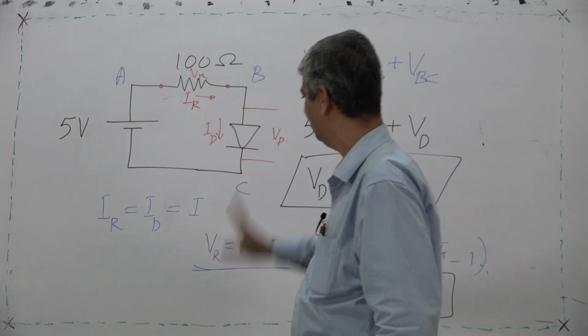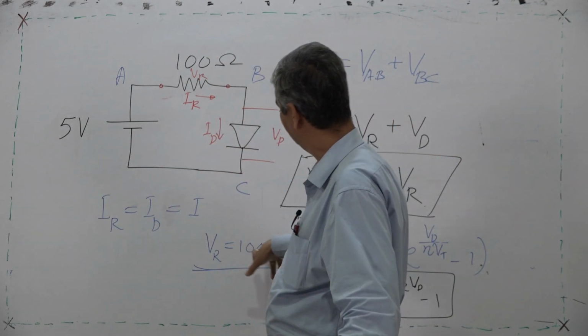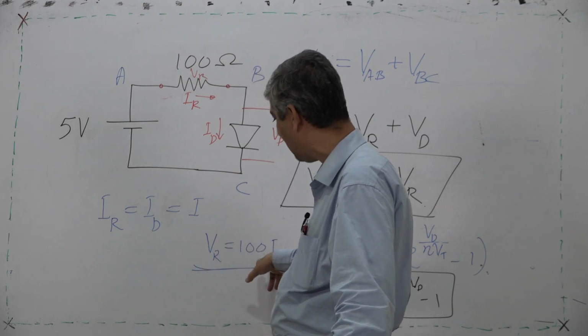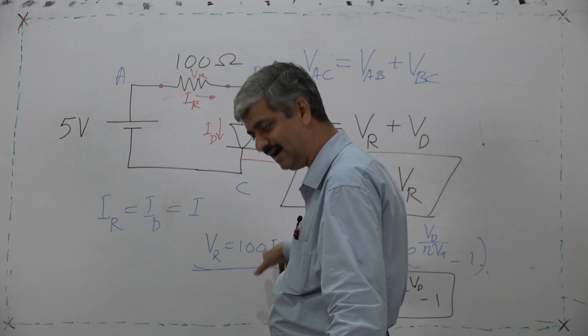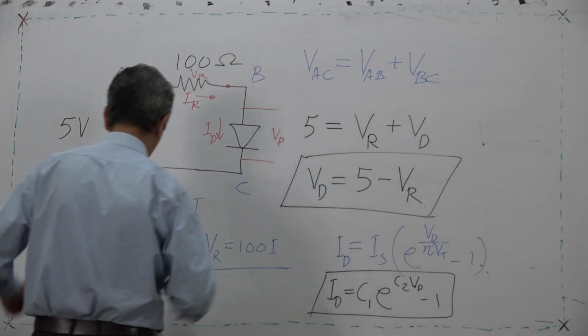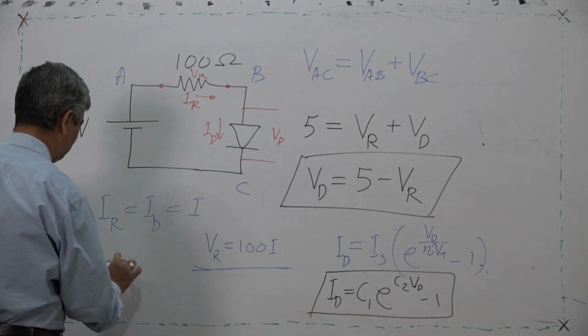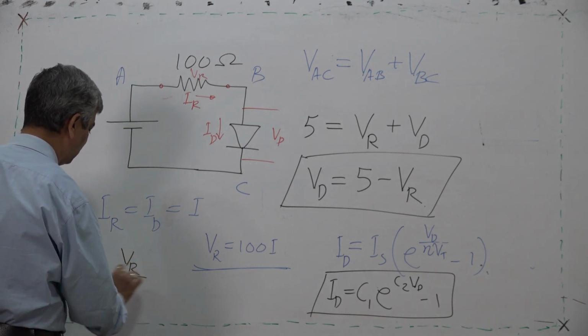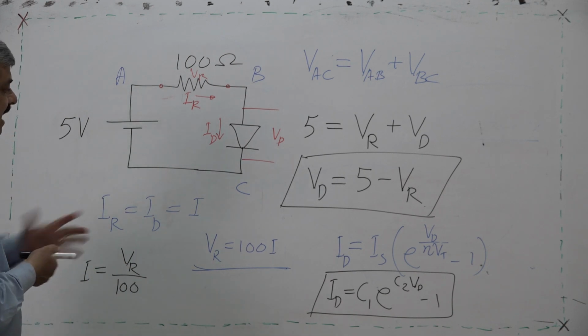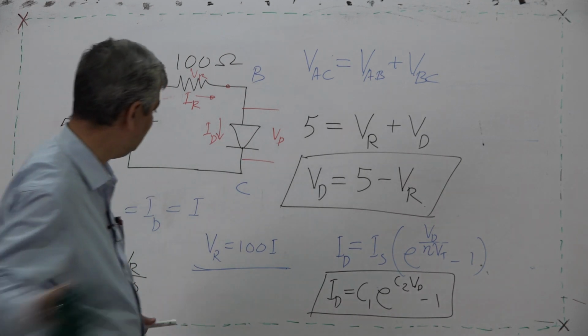What is the relationship for the resistor? Either VR equal to 100 IR, IR being ID, IR being I, because IR equal to ID equal to I, or you can write alternatively I is equal to VR upon 100. And here, what is ID equal to?